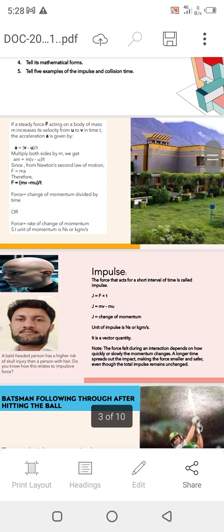First, we will see what is the relation between momentum and force. Suppose we have a force, a steady force, constant force acting on a body of mass m. Then its velocity increases from u to v in time t.